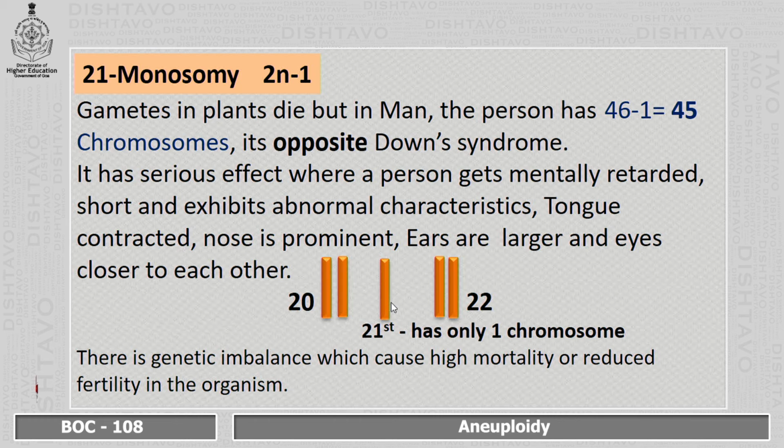The 21st chromosome is somatic, it is not a sex chromosome. Instead of being a pair like paternal and maternal to form the diploid, here there is only one chromosome in the 21st pair instead of 2. That is called monosomy, and the total number comes to 45. There is genetic imbalance which causes high mortality or reduced fertility in the organism. We will see this example again later on.